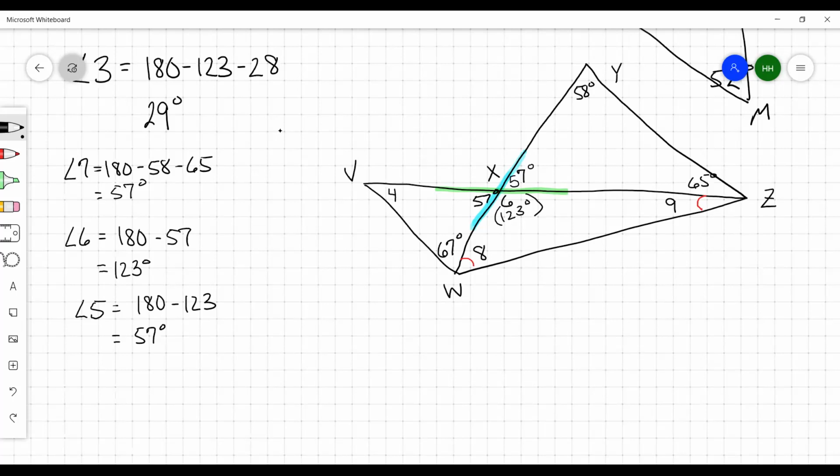Now, angle 4 is the third angle in a triangle, and you already know the two others. So angle 4 is equal to 180 minus 67 minus 57. It's the third angle in that triangle, and you know two of them. So 180 minus 67 minus 57. So that angle's 56 degrees.